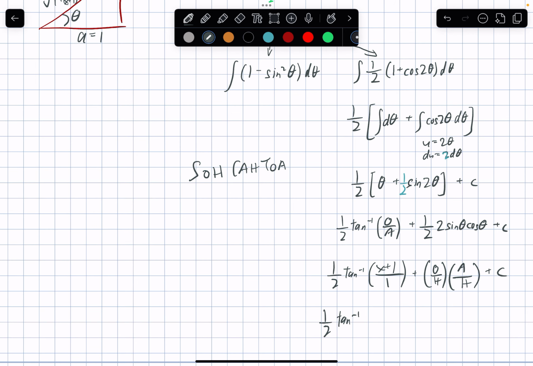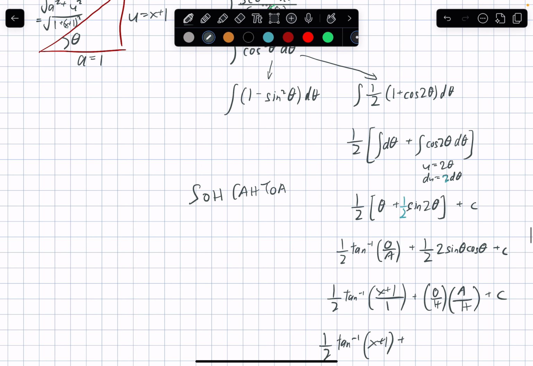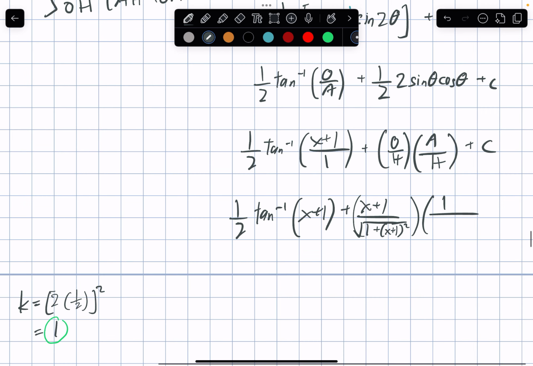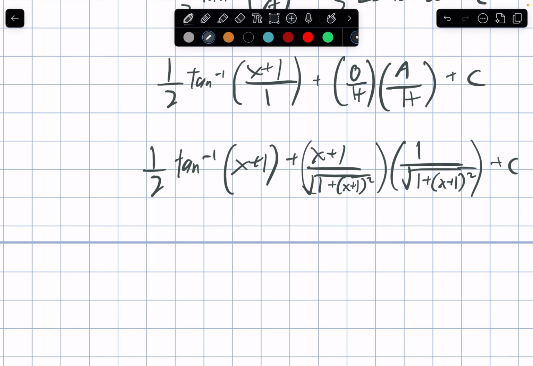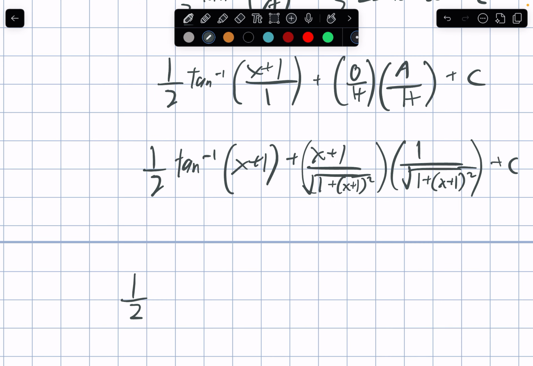1/2 tangent, arctangent x plus 1, plus our opposite again is x plus 1. Hypotenuse is 1 plus x plus 1 squared, times adjacent, which is 1, and rewrite the hypotenuse. This is already good. We can further simplify.